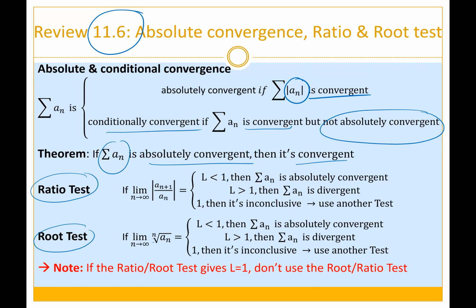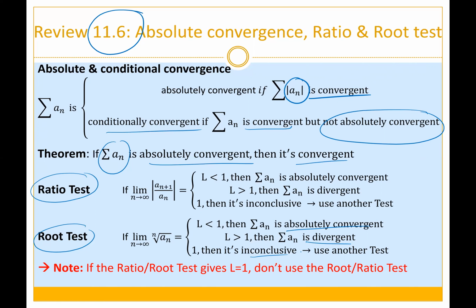In these cases, if you find that the limit is less than 1, it is absolutely convergent. Bigger than 1 is divergent. If it's equal to 1, it's inconclusive. Now, the note is that if it's equal to 1, there's nothing you can do with the ratio and root tests, so don't use them. It's not helpful at all.